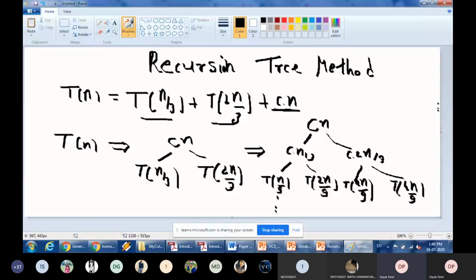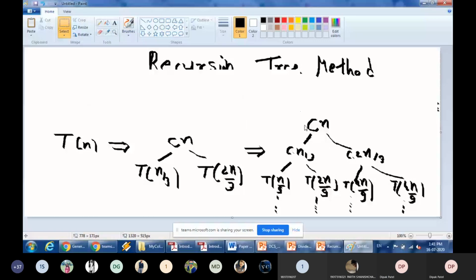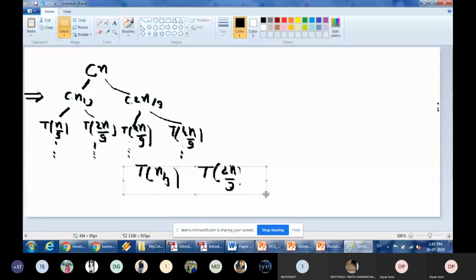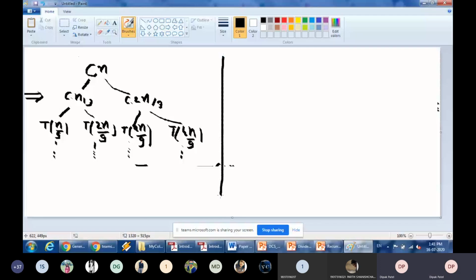So how far can we go by replacing this value? What can be the limit? For that we need to look at the height of the tree. We need to find the total cost of this tree. The cost at this level is what, the cost at this level is what, and then we need to add the total cost.